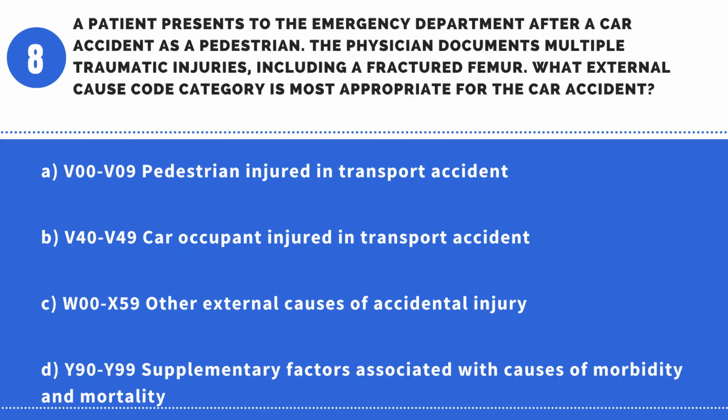Question 8. A patient presents to the emergency department after a car accident as a pedestrian. The physician documents multiple traumatic injuries, including a fractured femur. What external cause code category is most appropriate for the car accident?